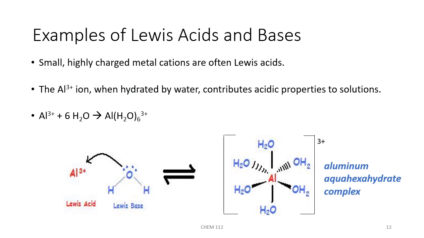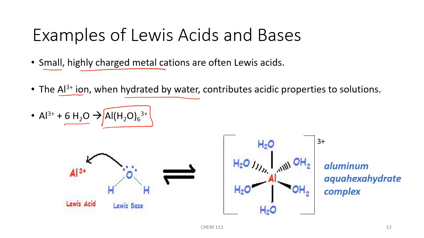We previously learned about small, highly charged metal ions that were Lewis acids that could become acidic from reacting with water in solution. So, for example, the aluminum 3+ ion became hydrated by water molecules and formed a complex ion, such as the aluminum aqua hexahydrate ion. So that's that Al(H2O)6 3+ ion. That means that 6 water molecules will surround that aluminum 3+ ion.